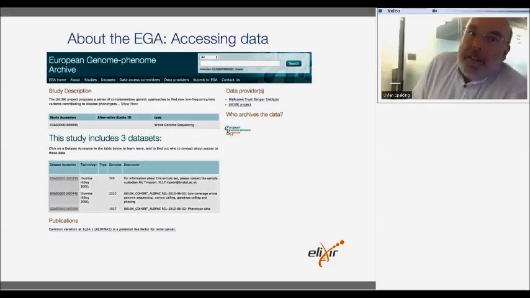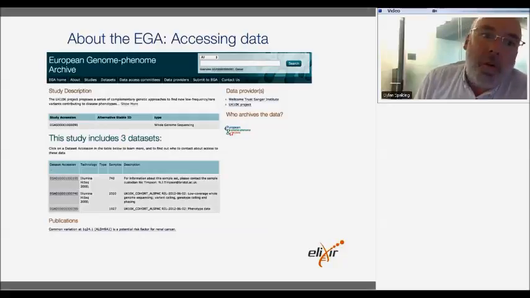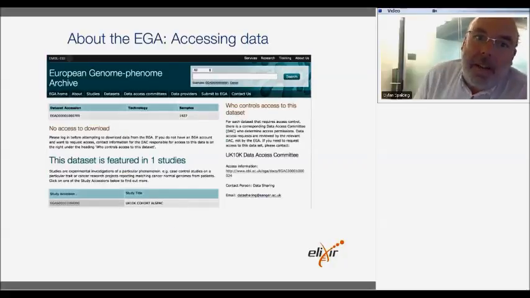So how do you access data at the EGA? Well, the data at the EGA is stored in studies. And for example, here's a screenshot of a study page for the UK 10K data. Each study can have one or more data sets associated with it. So for example, here you can click on one of these data sets and you'd end up at the data set page. Now, it's the data set that a user can be granted access to or not.